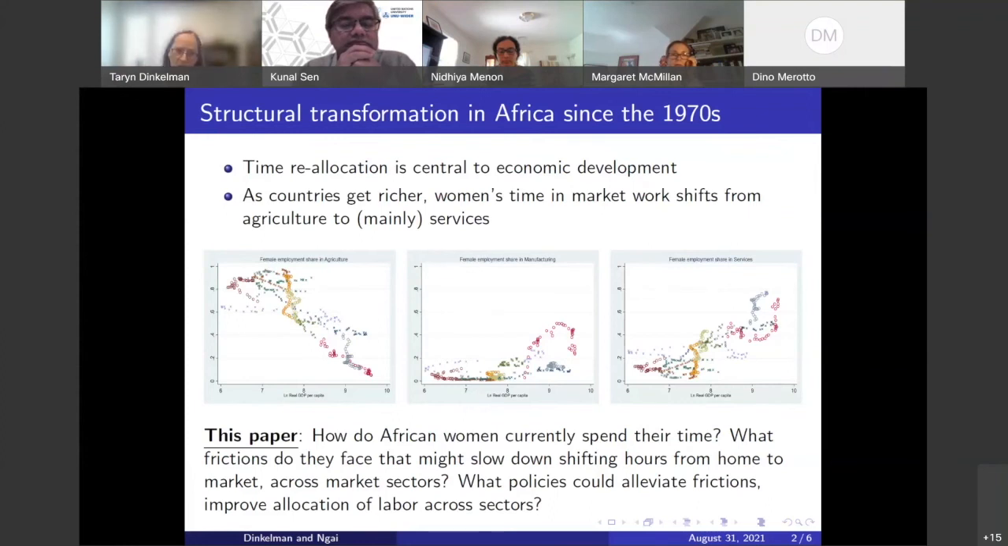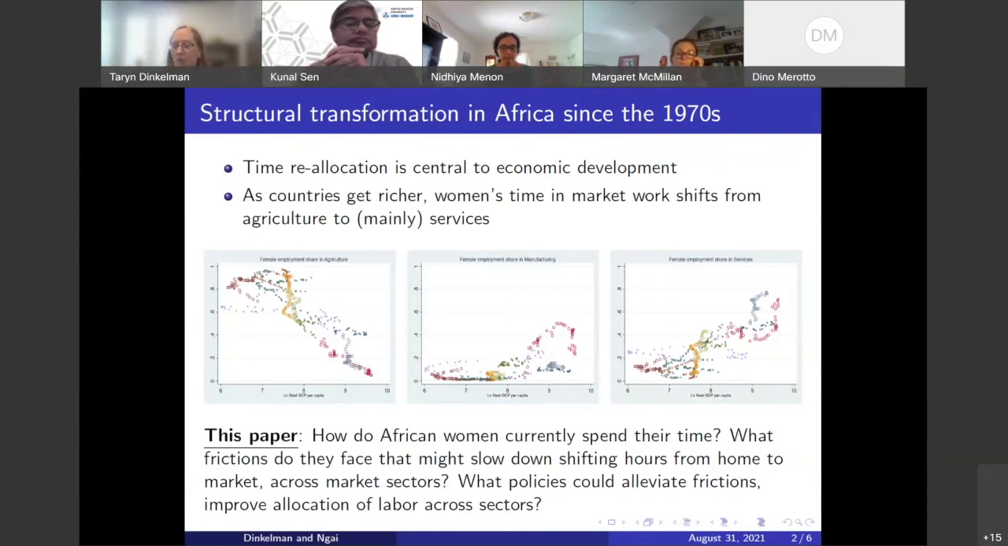So, as I said, what we're interested in in this paper is to think a little bit more about using time use data to describe how African women are currently spending their time, and to present some new facts that help us think about what some of the main frictions might be that women face as economies go through the structural transformation, frictions which could slow down this shift and reallocation of time from home to market, and potentially across market sectors as well.